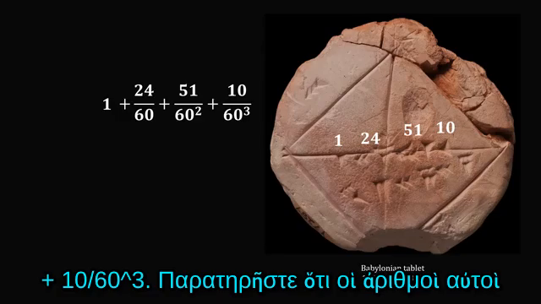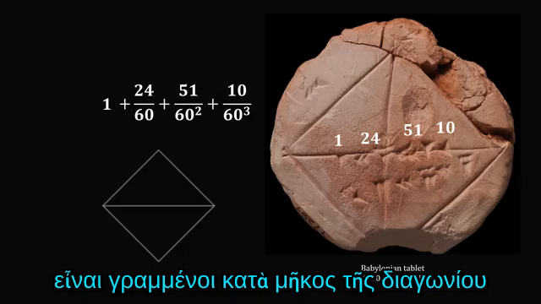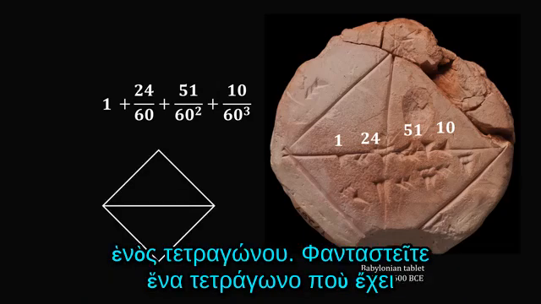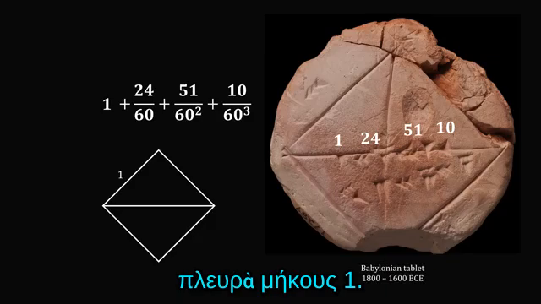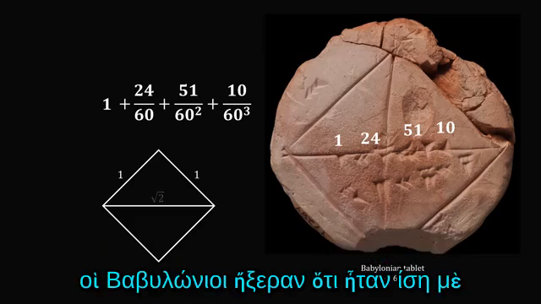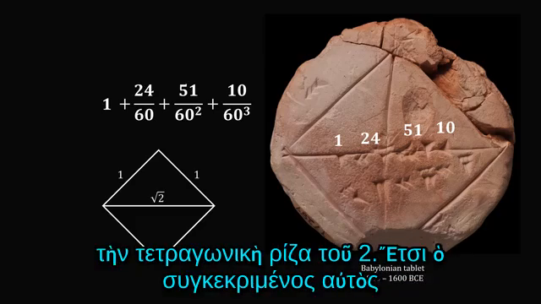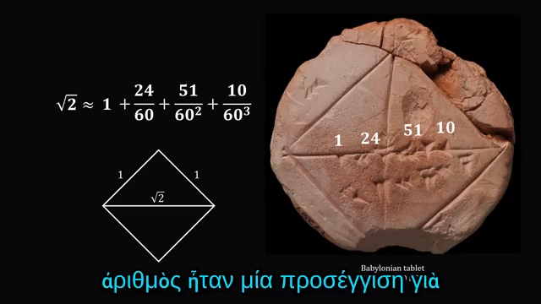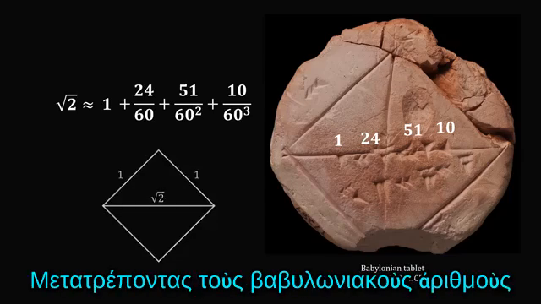Notice that these numbers are written along the diagonal of a square. Think about a square which has a side length that's equal to 1. What's the length of the diagonal? Even the Babylonians knew this was equal to the square root of 2. So this particular number was an approximation for the square root of 2.